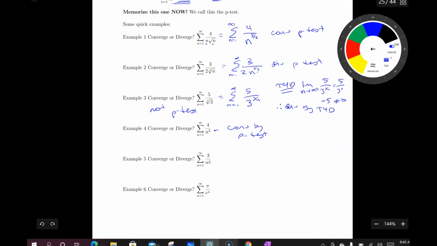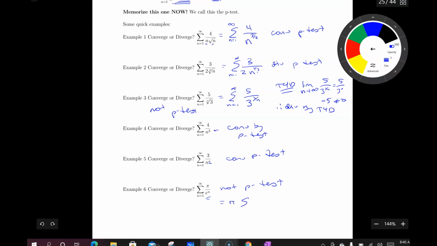And so now we have n to the pi. Well, pi is a number that's bigger than 1, so this converges by p-test. And this is e to the n. This is not p-test, right? P-test is n to the p. What do I do with this?